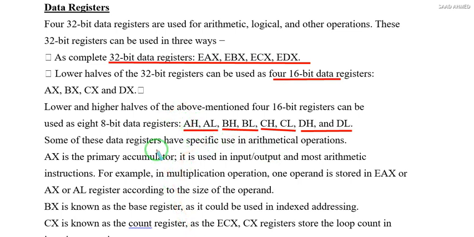These registers have some specific uses in arithmetic operations. The accumulator is the primary function of AX, used to perform most arithmetic functions, for example multiplication, division, addition, subtraction and so on. BX is known as the base register, CX is known as the count register, and DX is known as the data register.